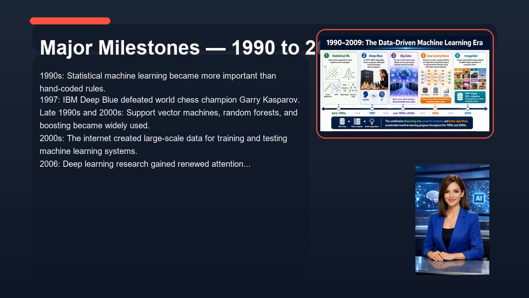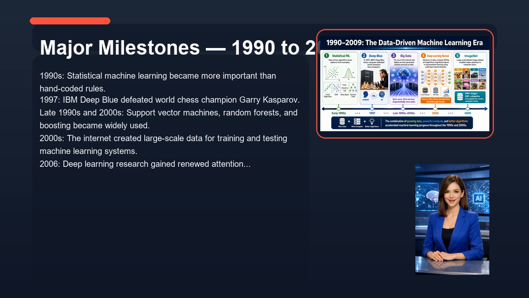Now let's look at major milestones, 1990 to 2009. 1990s, statistical machine learning became more important than hand-coded rules. 1997, IBM Deep Blue defeated world chess champion Garry Kasparov. Late 1990s and 2000s, support vector machines, random forests, and boosting became widely used.